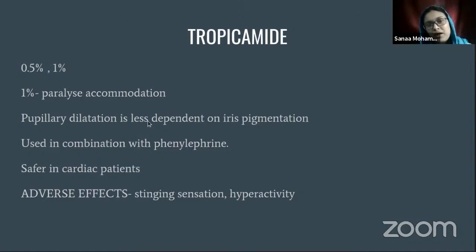Pupillary dilatation with tropicamide is less dependent on your iris pigmentation, unlike with your atropine and homatropine. And it is used in combination with phenylephrine. Now, phenylephrine is a sympathomimetic, so if you give phenylephrine alone, the sphincter is still active. So when bright light is shined, the pupil will still tend to constrict. So for your fundus evaluation, we generally go for a combination of tropicamide with phenylephrine. And tropicamide is safer in your cardiac patient. Adverse effects include stinging sensation and hyperactivity.